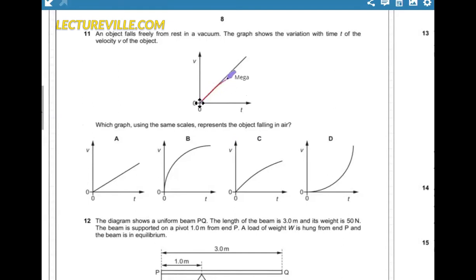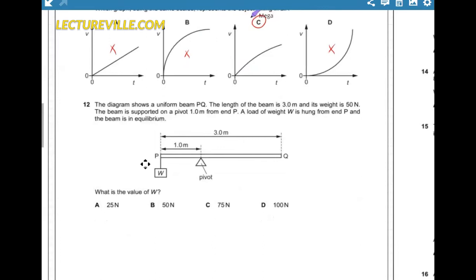Then air resistance starts to develop and the object cannot achieve the velocity that it should have. Because of air resistance, acceleration decreases and the object travels like that. So which option is that? Nope, not A. Not B as well. Not D as well. So the answer should be C.